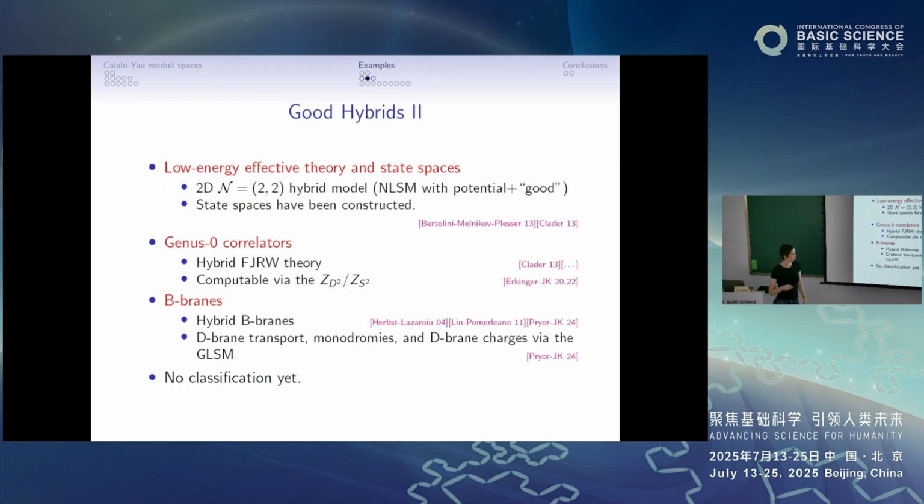And because you have so much control over the state spaces, you can also compute these analogs of Gromov-Witten invariants. Emily Clader and other authors defined this in the mathematics literature. And this is the work of myself with my PhD student David Erkinger: you can use the sphere partition function or the hemisphere partition function, whatever you prefer, to explicitly compute these analogs of Gromov-Witten invariants in these hybrid phases using the GLSM.